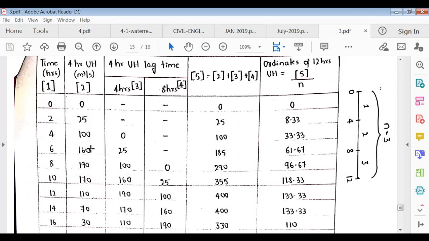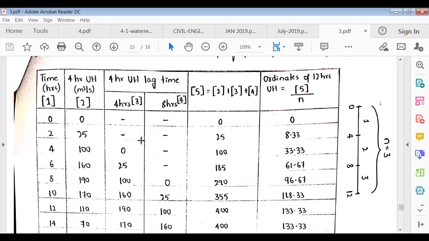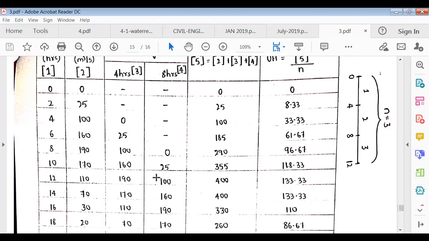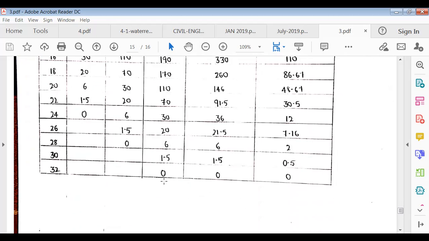Then for the same unit hydrograph, again we'll lag it by 8 hours. So by 8 hours if we lag it, that means from the 8th hour we'll write this. So we'll keep it blank. There's 1, 2, 3, 4. Okay, so from the 8th hour we'll again write the same set of values. So see here, first up to 6 hour it is blank. Then from 8th hour the same set of values, there's 0, 25, 100, 160 and all that one by one. Okay, again there is a lag up to the last point, that is 1.5 and 0.